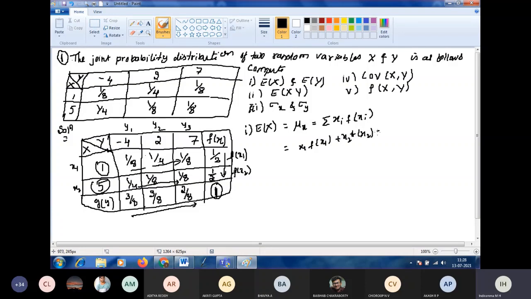Only two values we have. x1 is 1, f(x1) is 1/2, plus x2 is 5, f(x2) is 1/2. So that is, taking the LCM 2, (1 plus 5) by 2, which is 6 by 2, that is 3. Is it right? Mu x, the expectation of x, is 3. Is it clear?